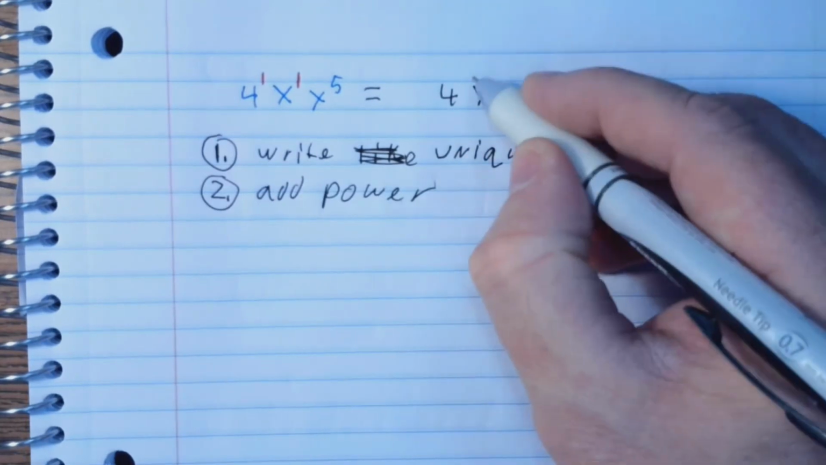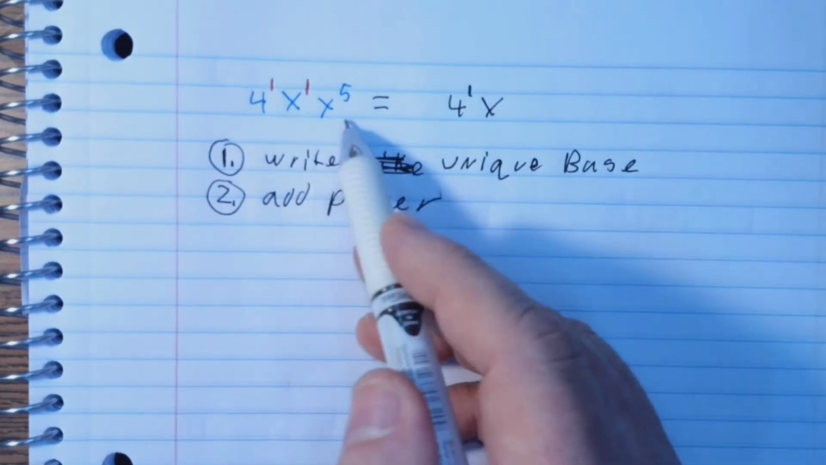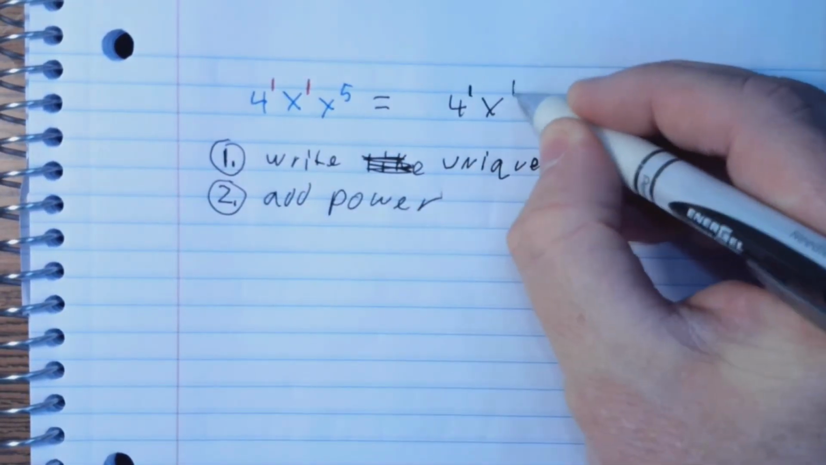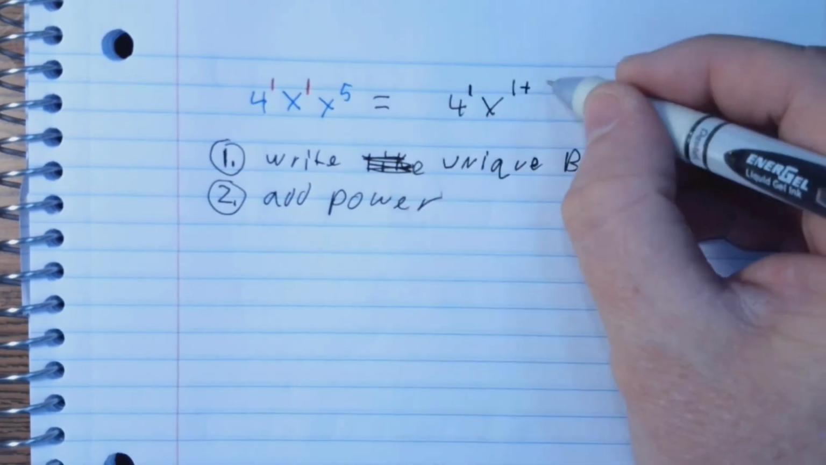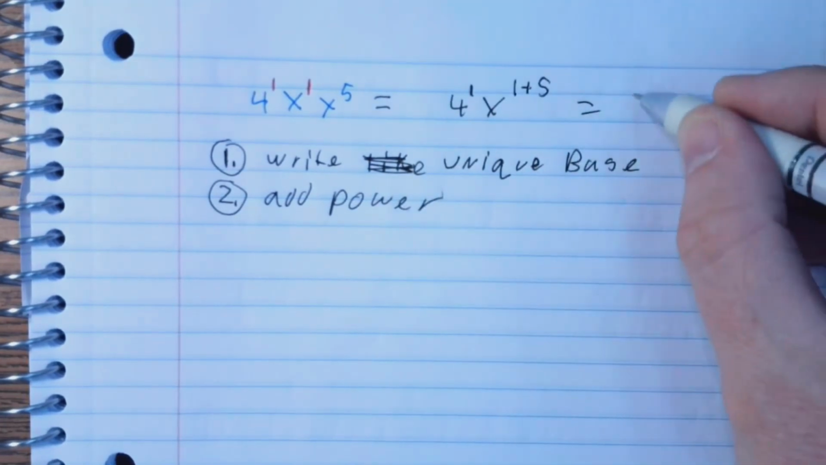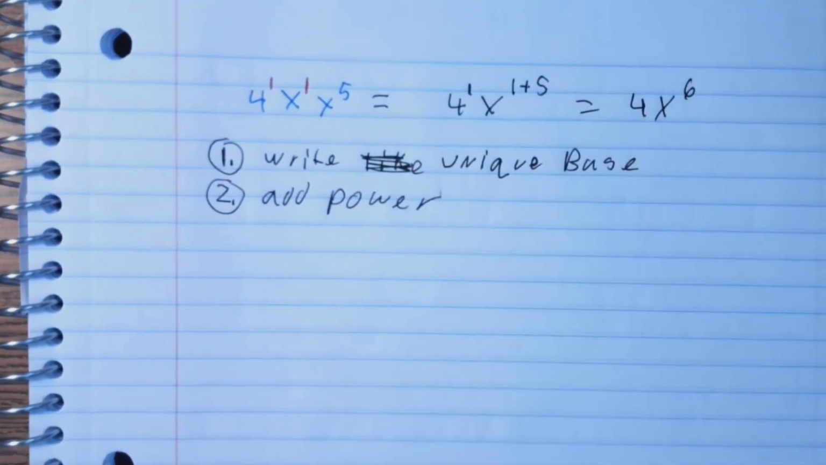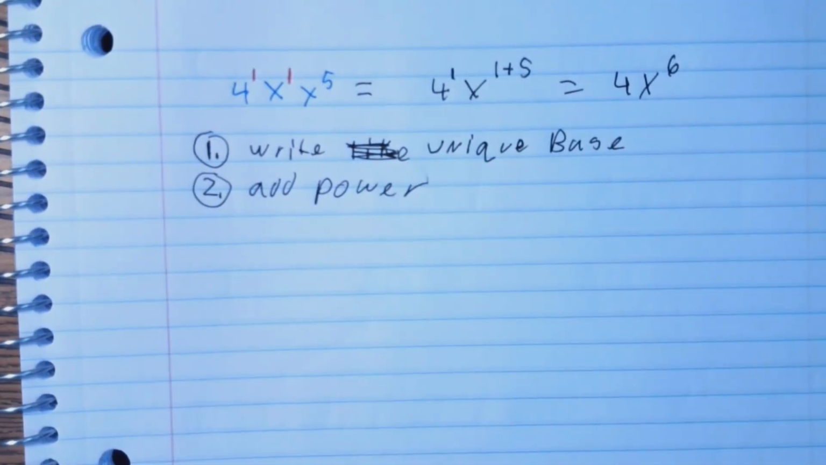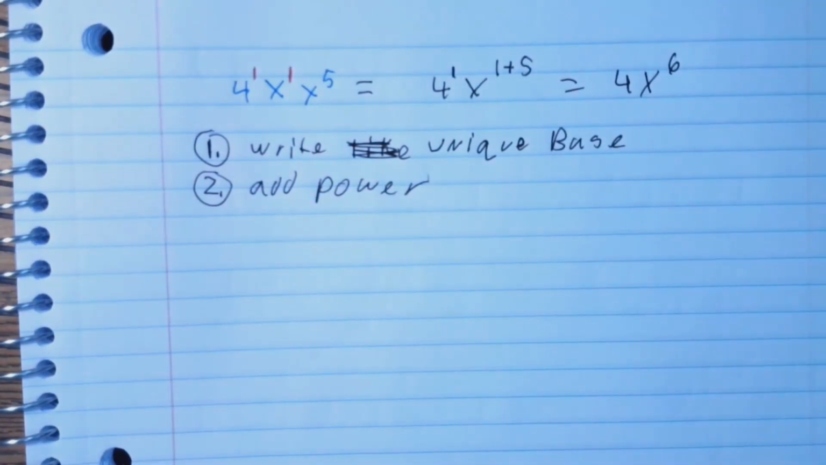Okay, so here we go. I only have one 4, and this would be 1 plus 5. So my final answer is going to be 4x to the 6th. Okay, let's try another one.